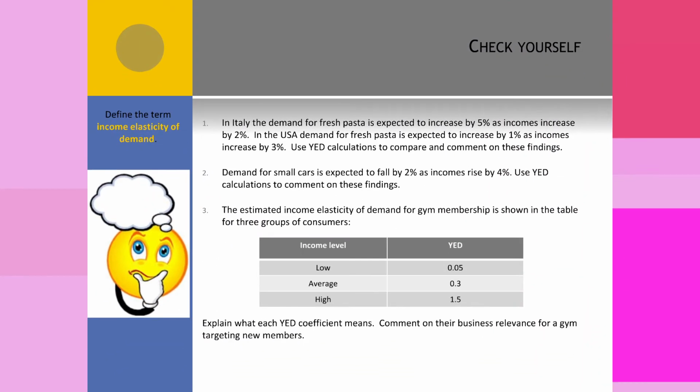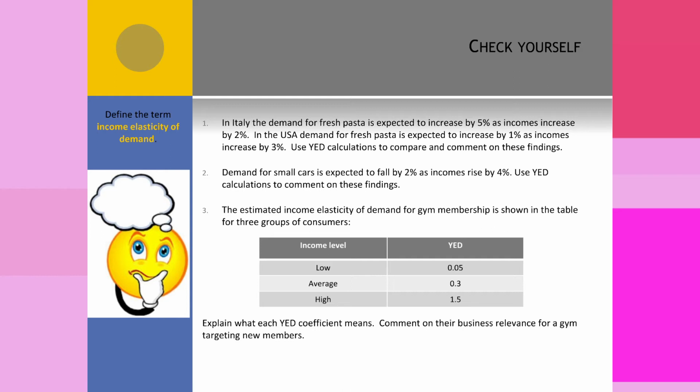All right, time to check yourself. Have you been listening? Firstly, make sure you can define the term income elasticity of demand. In your books, please write these questions down and answer them. Number 1, in Italy, the demand for fresh pasta is expected to increase by 5% as incomes increase by 2%. So we now are 2% richer, and the demand for pasta has gone up 5%.